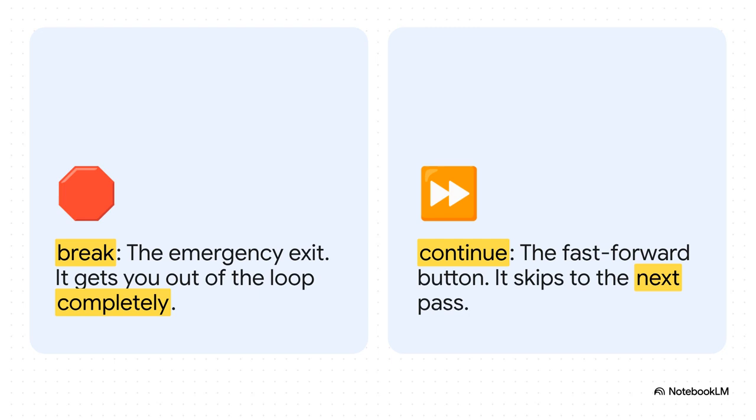And get this, they have a kind of superpower. Labels. You can actually name your loops. Why? So if you're deep inside a nested loop, you can use a labeled break to bust out of an outer loop, not just the one you're in. It's some next-level flow control.